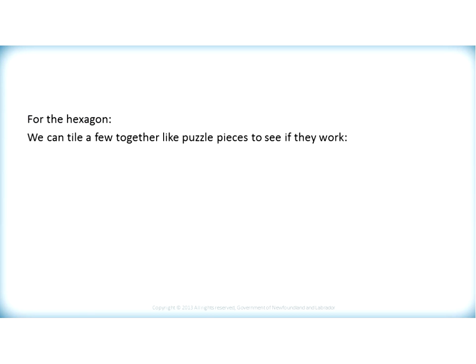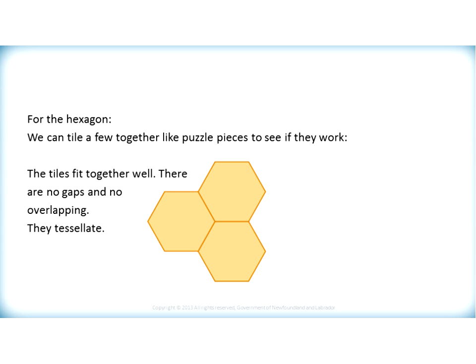For the hexagon, we can tile a few hexagons together like puzzle pieces to see if they work. So here we have a few hexagons put together, and they are clearly able to fit together very closely. There's not any overlapping, and there are no holes in the shape. If we draw them out, or if we have pieces that we can put together, we can see whether or not something tessellates. Of course, there's always a mathematical way of doing this as well. Okay, so the tiles fit together here. There are no gaps and no overlapping, so they tessellate.